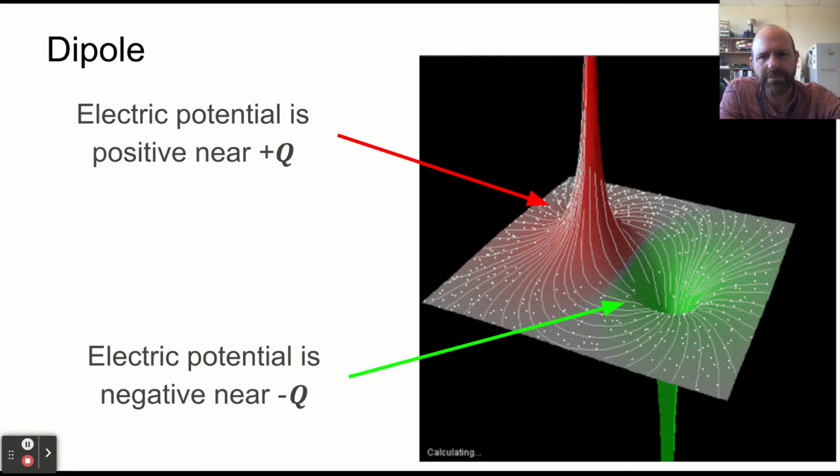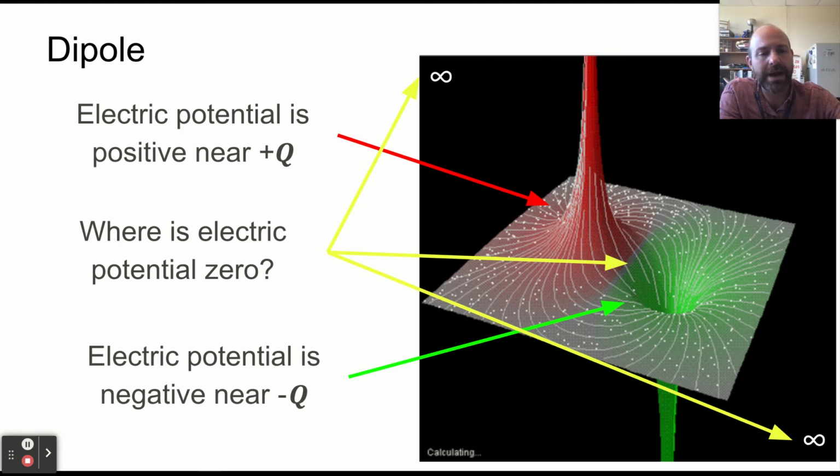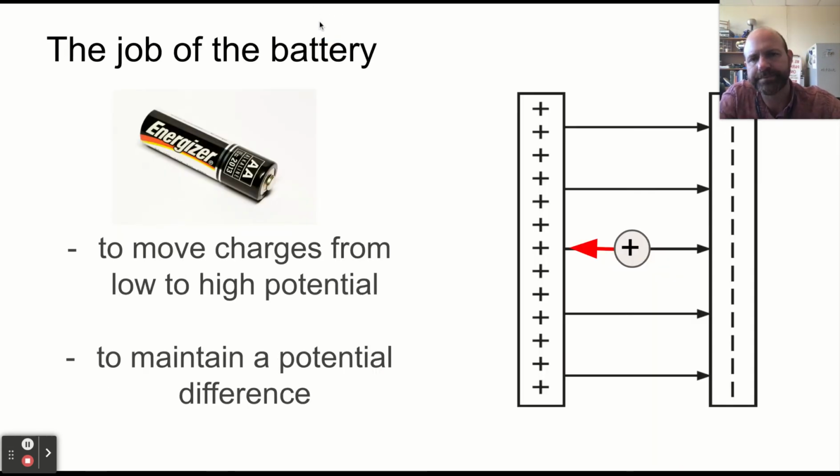So for the dipole, electric potential is positive near the positive charge, and it's negative near the negative charge. Where is it zero? Well, there's kind of two places that we think of it as being at zero. We think of it as being zero right in the middle, right? Where we've got this kind of saddle. You're going from negative potential to positive potential, so of course you have to pass through zero, and there's a line where that would be true. And then also when you're infinitely far away, right? When you're infinitely far away in any direction, you also have zero potential.